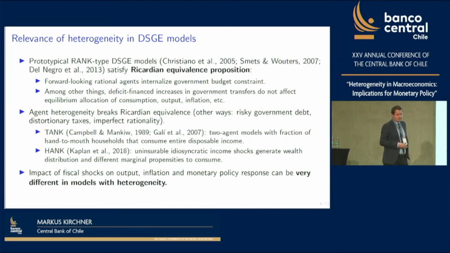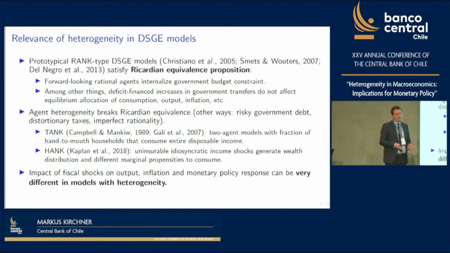So agent heterogeneity is one way to break Ricardian equivalence. There are other ways: you could use risky government debt, distortionary taxes, or imperfect rationality. And there are other papers, also earlier ones, that already made this point. So two-agent New Keynesian models that have a fraction of hand-to-mouth consumers that consume all of their disposable income, also known as non-Ricardian households or liquidity-constrained agents. In those models, Ricardian equivalence doesn't hold.